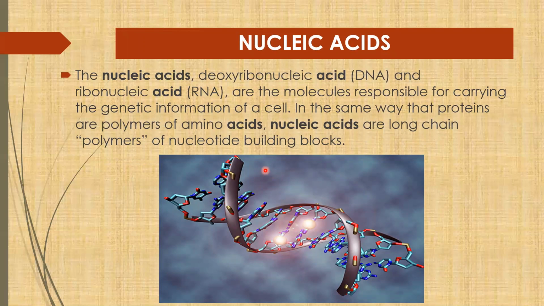Next, what are nucleic acids? Nucleic acids, basically DNA and RNA, are the molecules responsible for carrying the genetic information of a cell. In the same way that proteins are polymers of amino acids, nucleic acids are long chain polymers of nucleotide building blocks. You can see here a double spiral structure, right? We also call it a double helical structure, given by Watson and Crick.